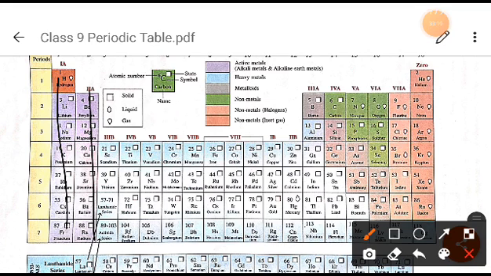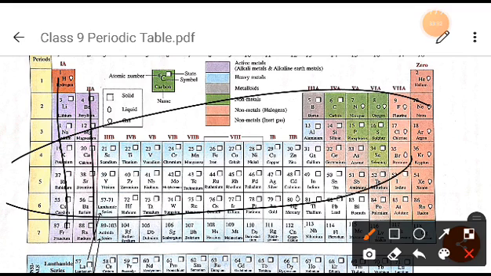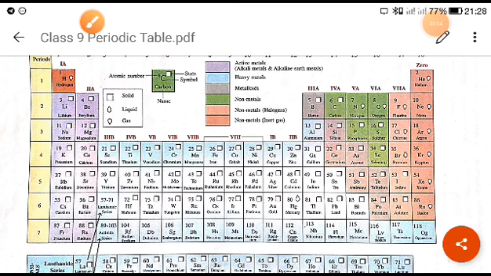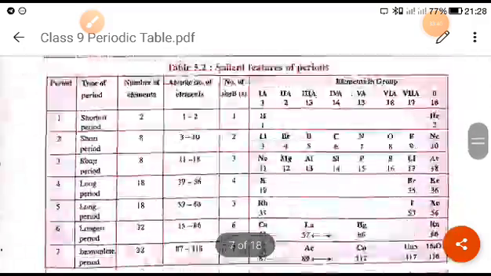Next, the modern periodic table is easier to remember, understand and reproduce. It is very easy as compared to other periodic tables. So this was about the modern periodic table.